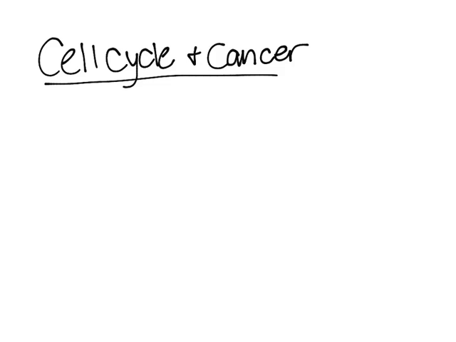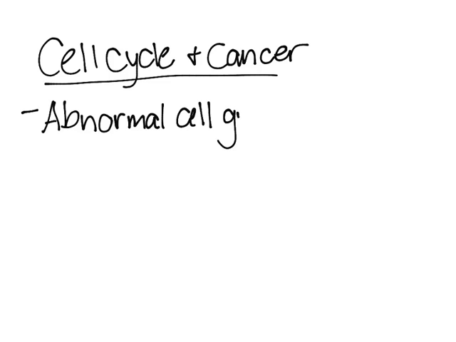So in this video, I'm going to talk about the cell cycle and how that relates to cancer. So first, let's define everything. Abnormal cell growth is called a neoplasm.